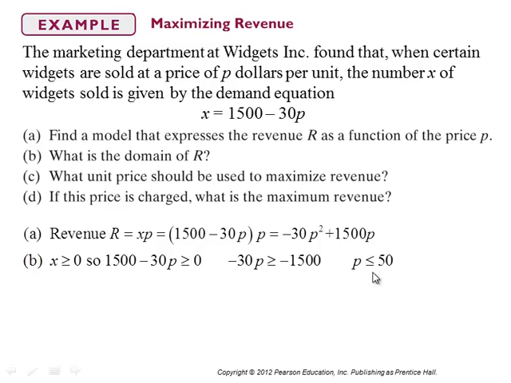So what does that mean? Now, p must be greater than or equal to 0 here. And in order for X to be greater than or equal to 0, we need for P to be less than or equal to 50. So it's going to make sense then for us to say that the price must be between 0 and 50 for the domain for this function.